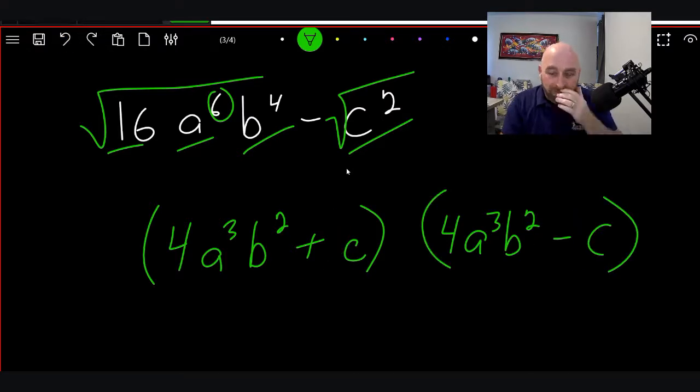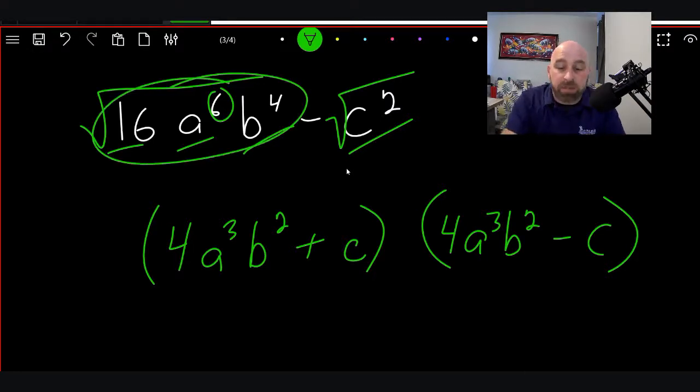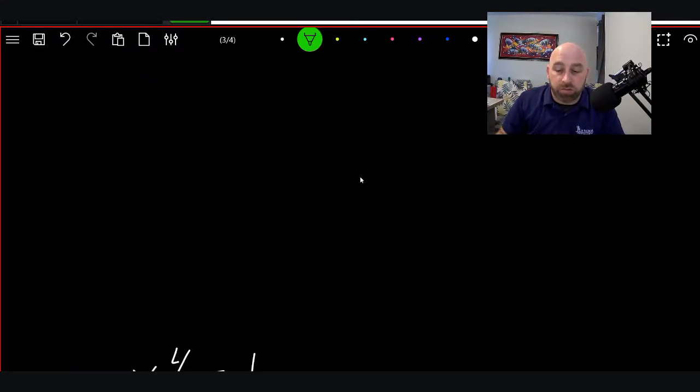Okay? So just follow your steps. Identify it. Is this a perfect square? Yes. Is this a difference? Yes. Is this a perfect square? Yes. Then we have the difference of 2 squares.